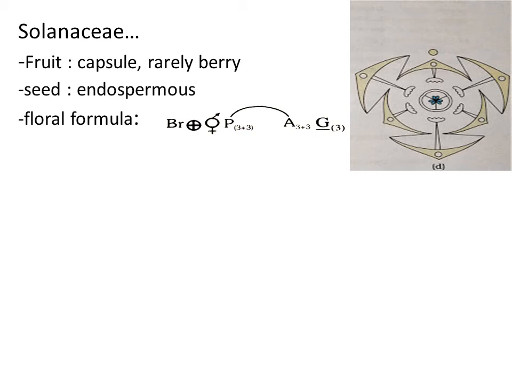Then the next whorl is androecium. So the androecium is made out of 6 stamens. So 3 stamens are attached with the outer tepals and the remaining 3 are attached with the inner tepals, so that we have to write it as 3 plus 3.